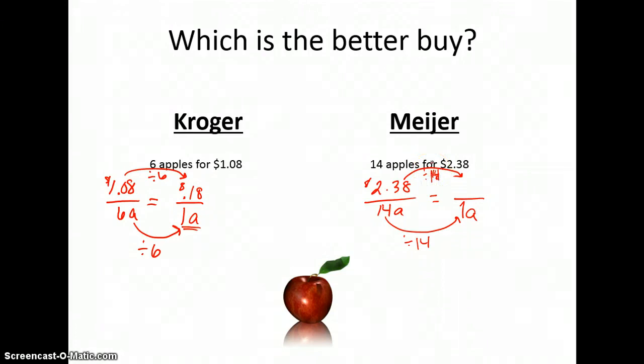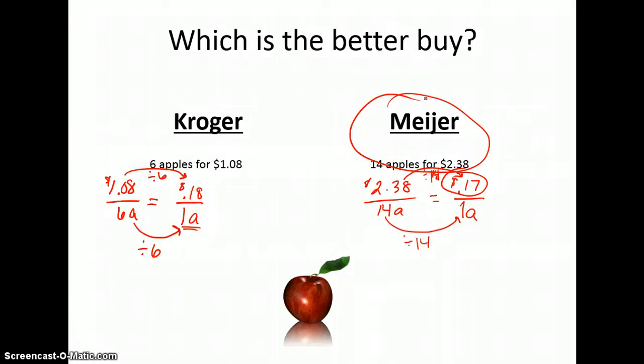So $2.38 divided by 14 gives me 17 cents. So which is the better buy? The answer would be, in this case, Meijer, because it is 1 cent cheaper, or apples are 1 cent less expensive. So in this case, Meijer is the better buy for apples.